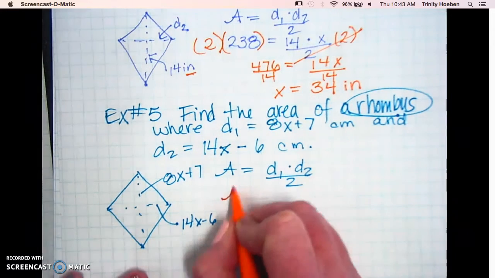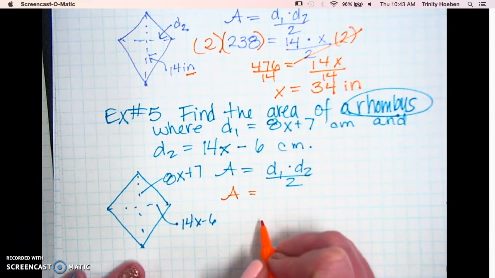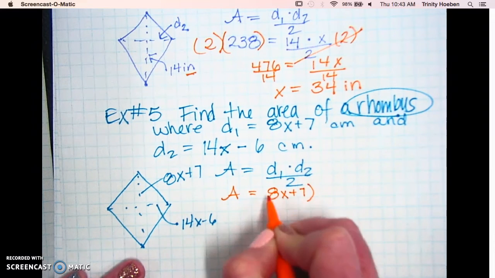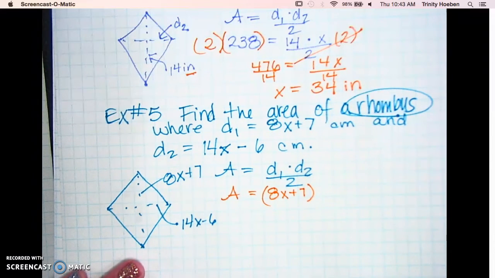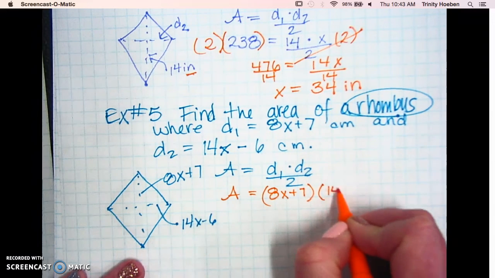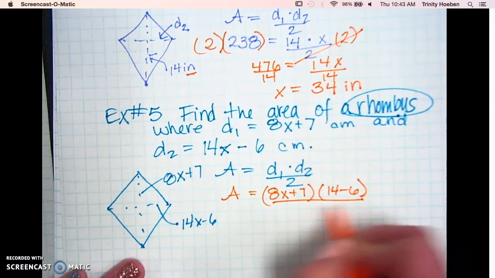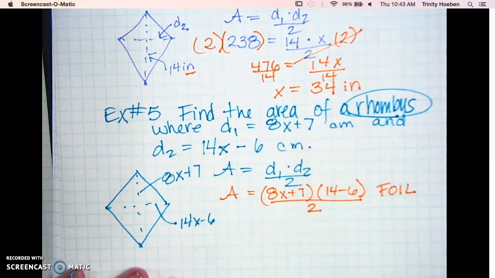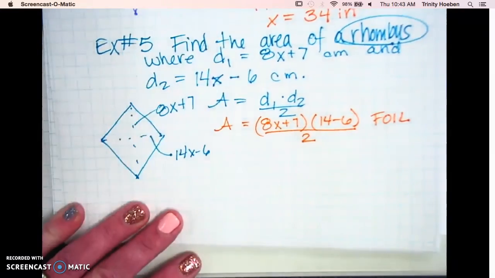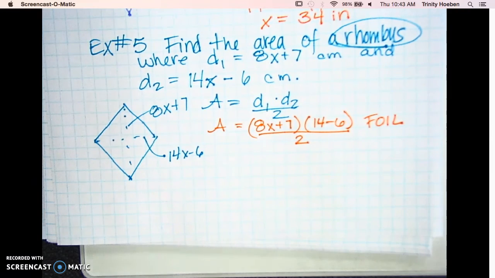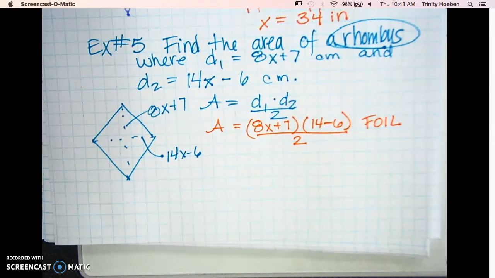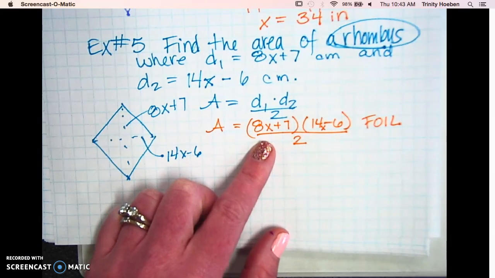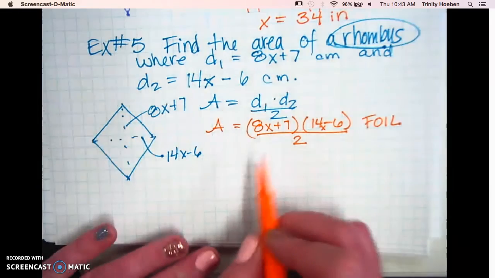Okay? So now we're going to substitute in diagonal 1, which is 8x plus 7. And then we're going to multiply it by diagonal 2, which is 14x minus 6. Take that and divide it by 2. Okay? So the first thing we want to do is FOIL, which stands for first, outside, inside, last. Now, if your coefficients are only 2's and 3's, it's pretty easy to multiply in your head, but when you have 8 and 14, you're probably going to need a calculator, right?